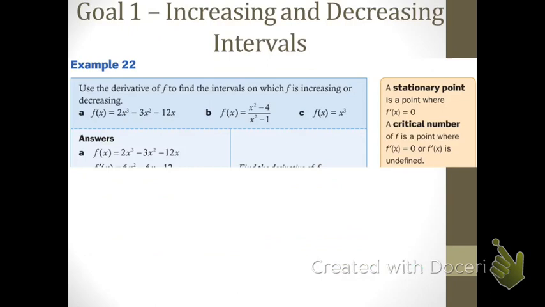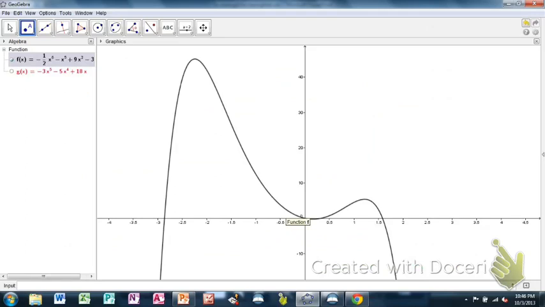Alright, we're going to come back to the example that you see on your screen here in a moment. I want to explain the whole concept of increasing and decreasing intervals first, and I'm going to show you a graph in order to do that. Now you see the graph of this function, and if you look over on the left-hand side of my GeoGebra window, you're going to see the equation of the graph. This is the function f of x equals negative 1/2 x to the 6th power minus x to the 5th power plus 9x squared minus 3.